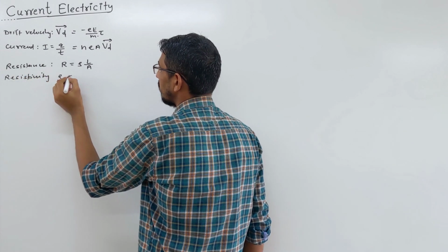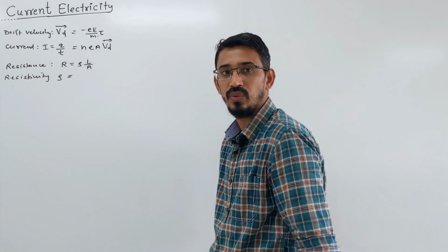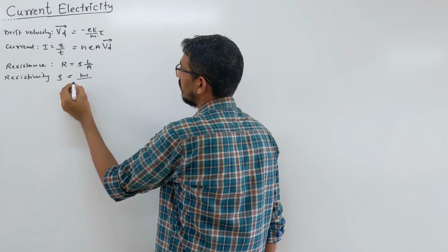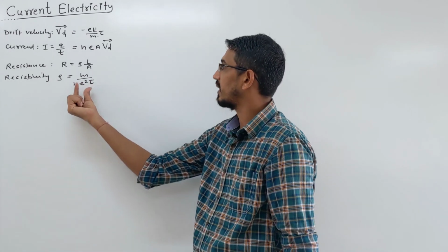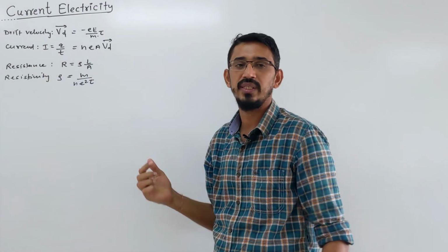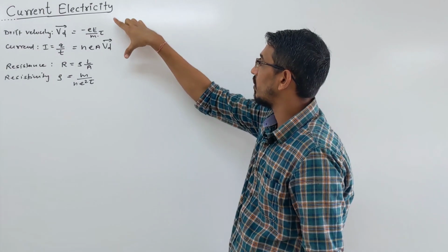Resistivity, we write the rho symbol, this symbol. So what was the value of rho? That was a little important. So this was m upon n e square tau. And you see all things are constant here. I will write separately about resistance, resistivity and a few more things, their dependence on temperature and other things. Okay, these things we have already learned.